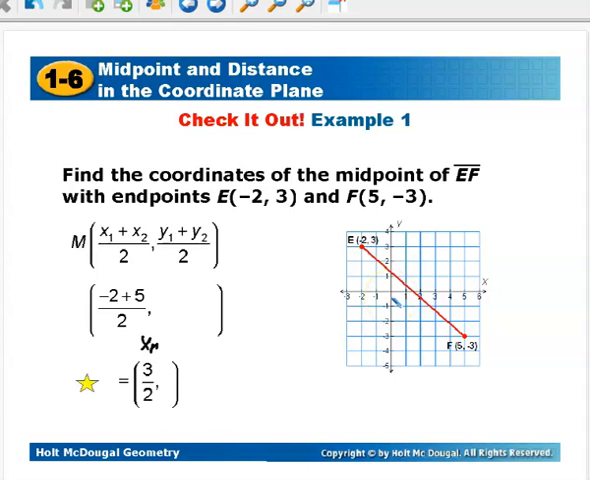Now let's look at the y's. So here we have 3 plus a negative 3. Of course, that's 0, and divided by 2, we get a 0 for the y coordinate of the midpoint. Makes sense. So if you were able to get 3 halves and 0, you've done well.